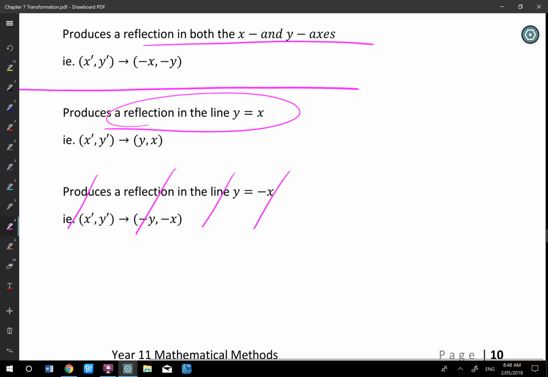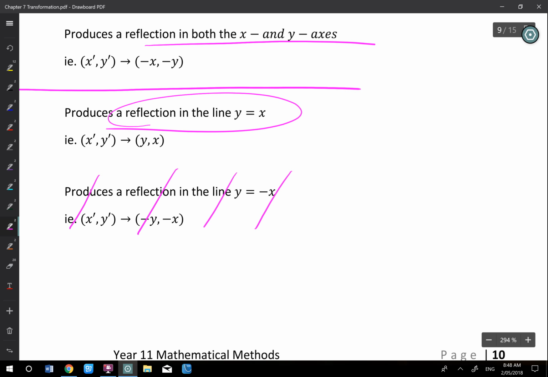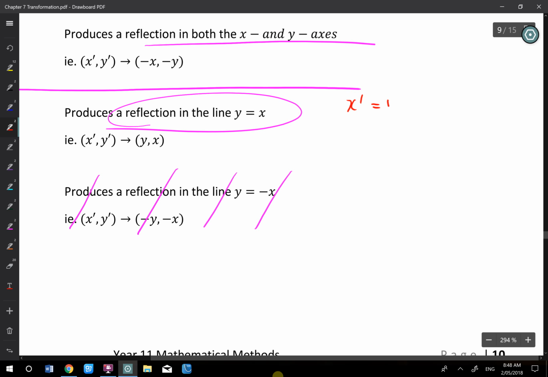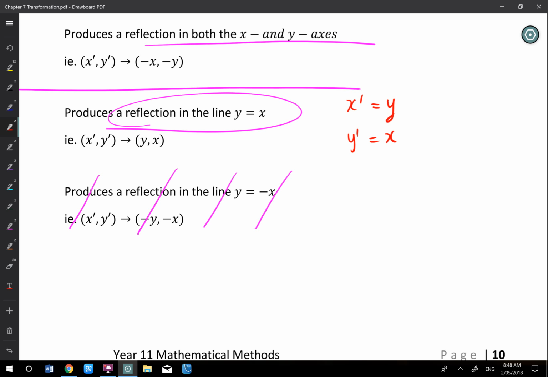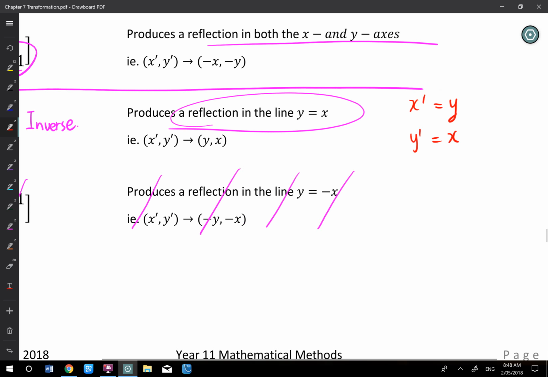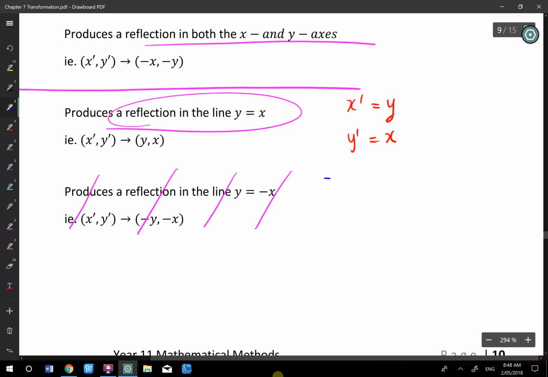Reflect in the line y equals x without doing the matrix yet. We just think about your x dash becoming the old y, and your y dash becoming the old x, right? That's what you want to achieve. That's what the reflection will give you, because you know it's the inverse, you swap the x and y values. Now let's do the matrices. The transformation matrix looks very unique.